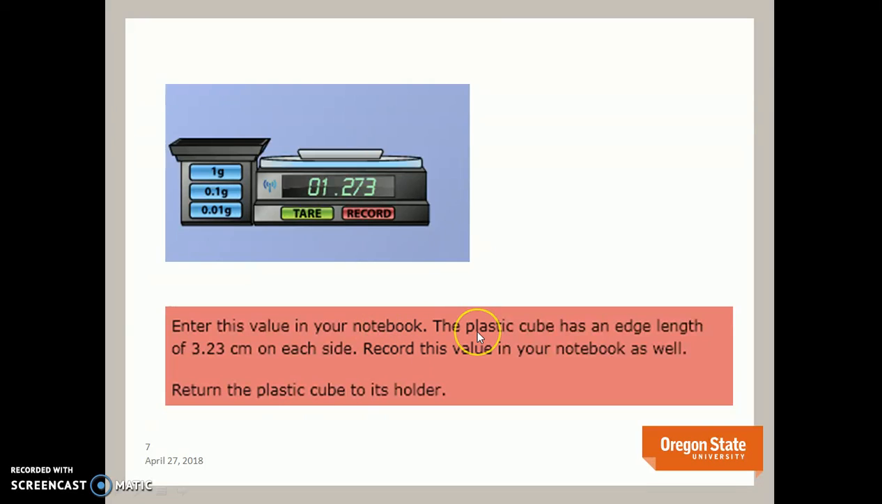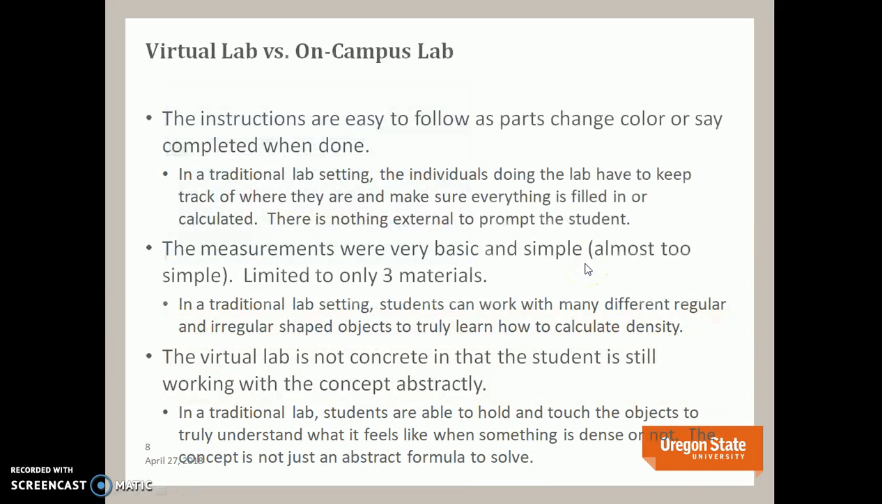And then this is what it told me for the volume. It just said, enter this value in your notebook. The plastic cube has an edge length of 3.23 centimeters on each side. So I would record this in my notebook, and I knew already that I would need this information to calculate volume by doing length times width times height, and it's a cube, so they're all going to be the same. A student might not know that. So the way to calculate volume was not clear.